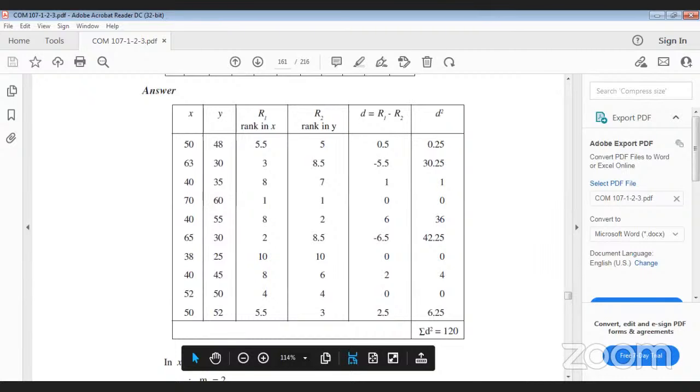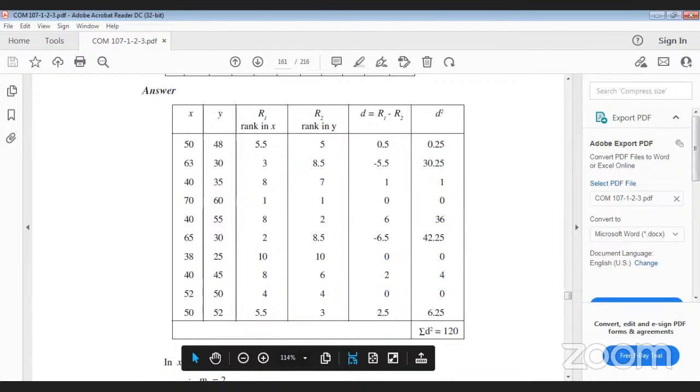Now we have to find the difference between rank 1 and rank 2 here. Here, the first one is 5.5 minus 5, that is 0.5. Then 3 minus 8.5. We cannot subtract 8.5 from 3, so we subtract 3 from 8.5, and it has a minus sign, so the difference is minus 5.5.